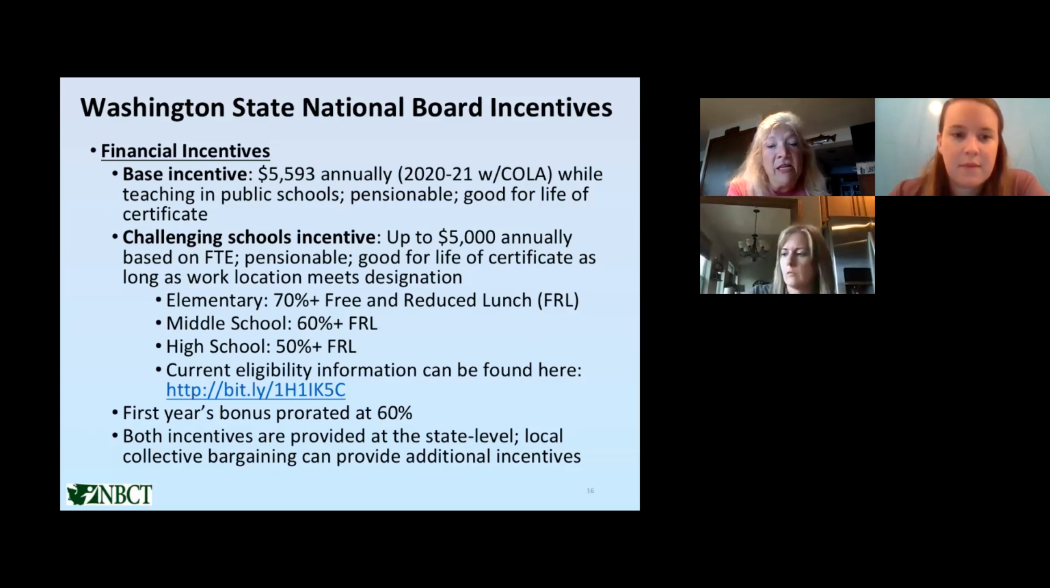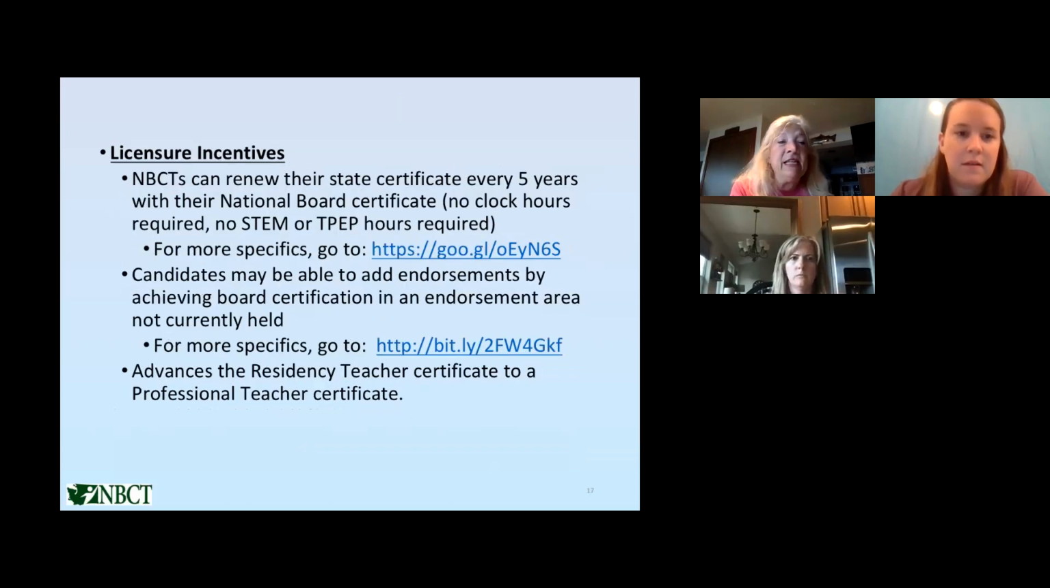And your first year bonus you get in December, so they prorate it at 60%. If you take out the conditional loan, then they also subtract the money from the loan that is interest-free from your first year bonus. Some school districts do offer other incentives for being nationally board certified in Washington. One of the nice things about becoming certified is that you don't have to get clock hours or STEM. Of course, TPEP hours are not required anymore, but STEM hours.